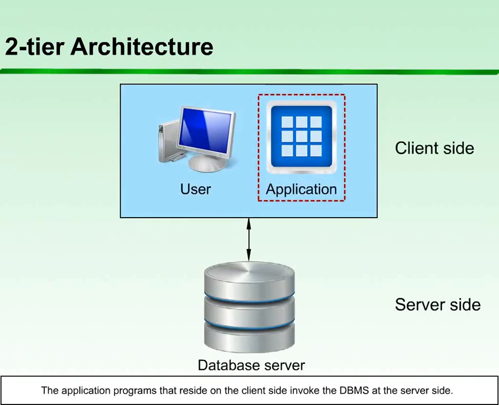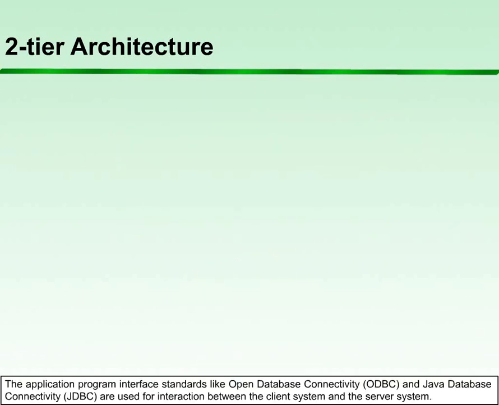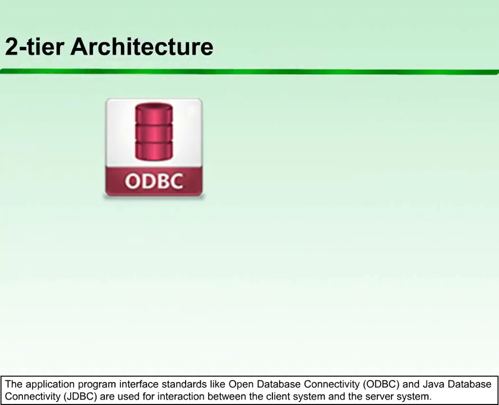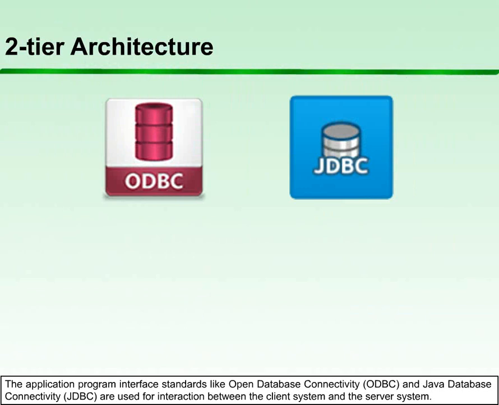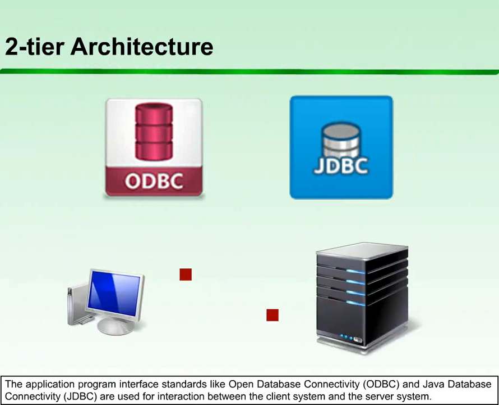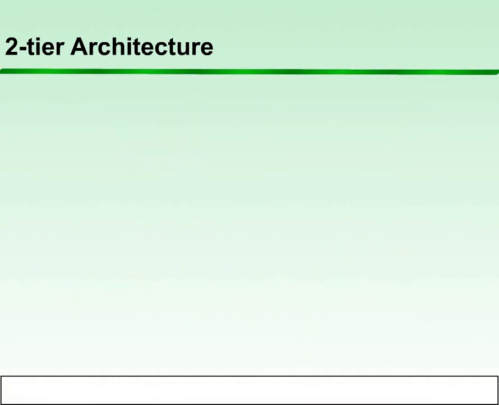The application programs that reside on the client side invoke the DBMS at the server side. Application program interface standards like Open Database Connectivity (ODBC) and Java Database Connectivity (JDBC) are used for interaction between the client system and the server system.